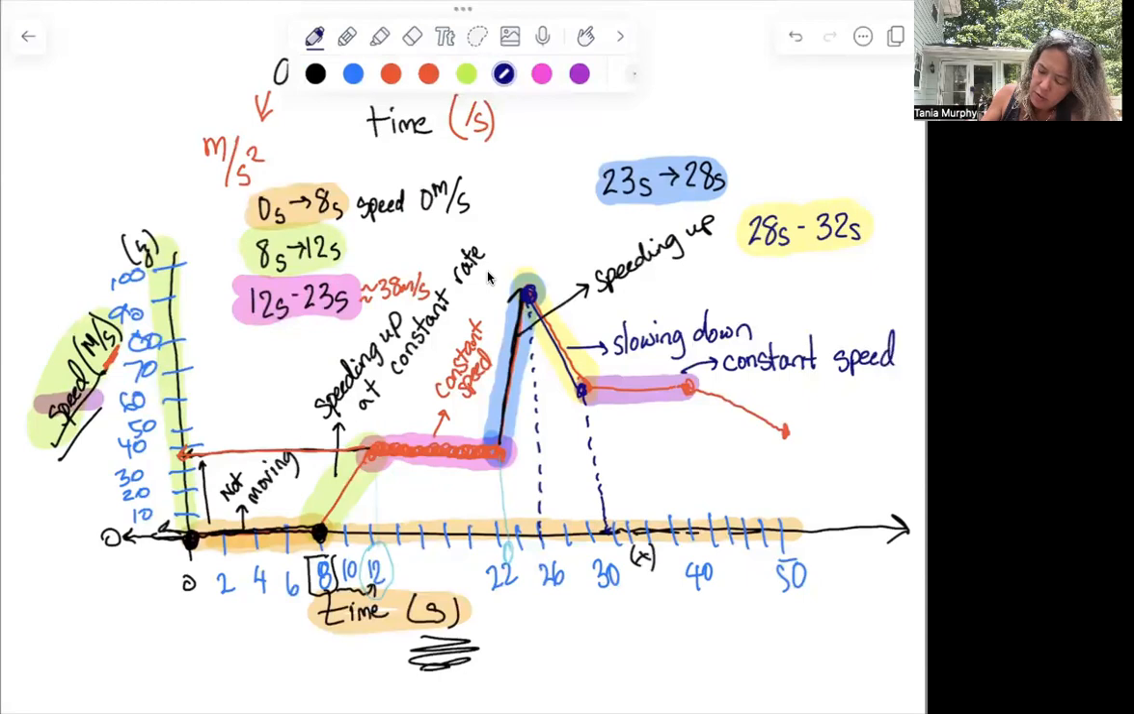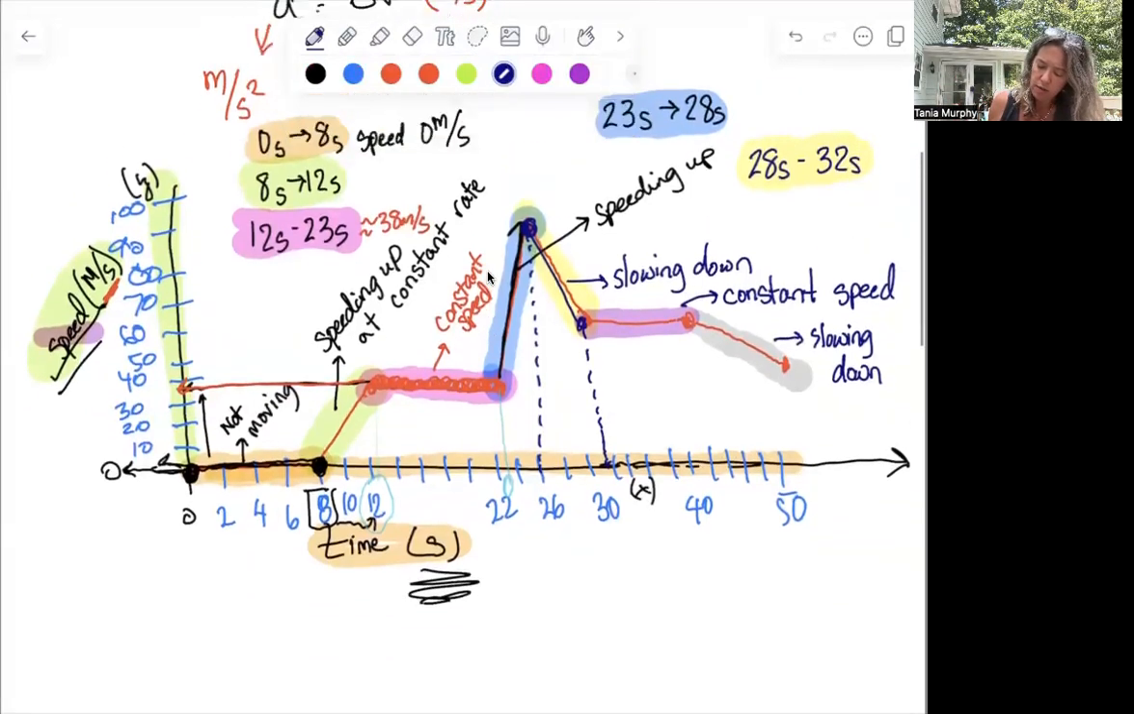Right? And then we have one more line on our graph. Hopefully you already know what we're going to say about that. It has a negative slope. So we are slowing down. Okay. So you should have a good idea of what's going on there.